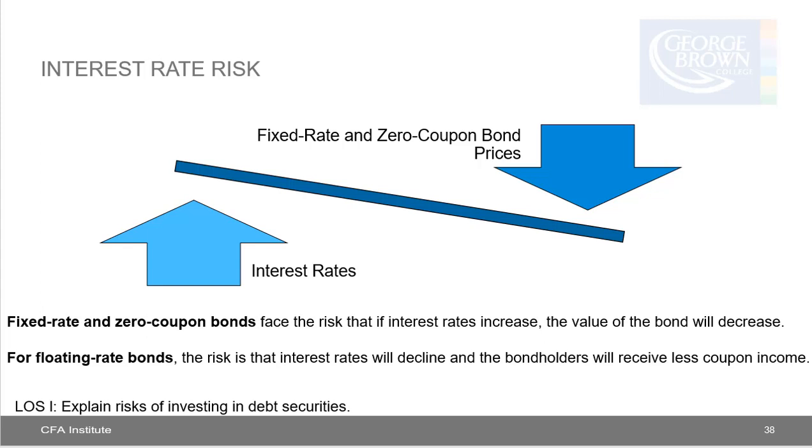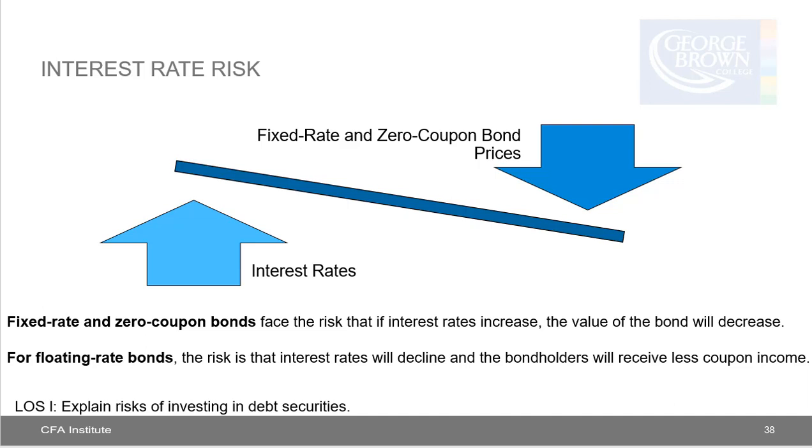So moving on now to interest rate risk. Interest rate risk is the risk that interest rates will change. Specifically, it refers to the risk associated with decreases in bond prices resulting from increases in interest rates. This risk is particularly important for fixed rate bonds and zero coupon bonds. Bond prices and interest rates are inversely related. That is, bond prices increase as interest rates decrease, and bond prices decrease as interest rates increase.